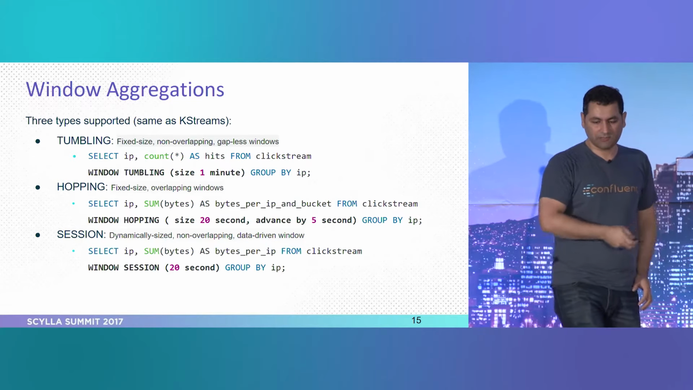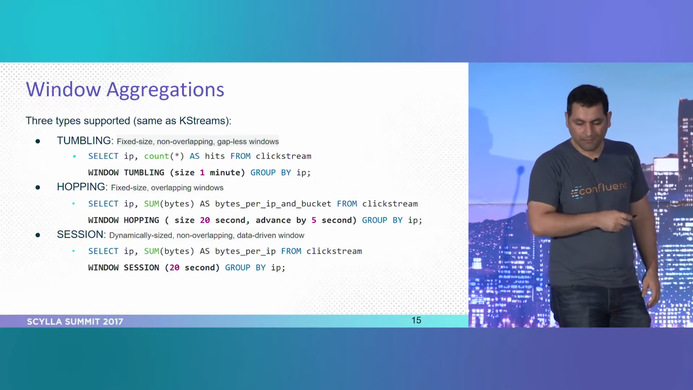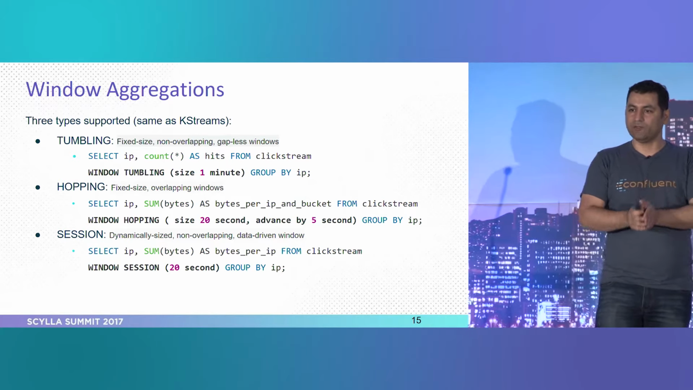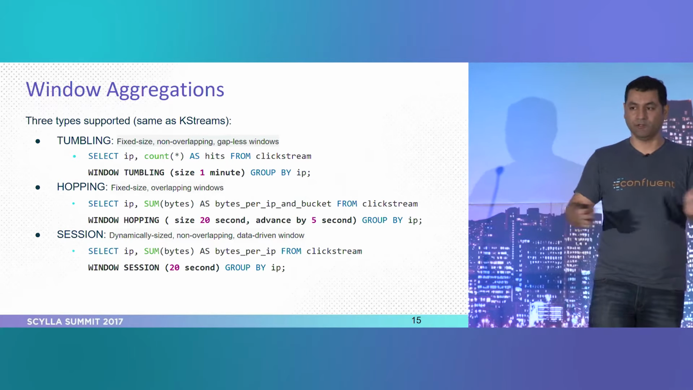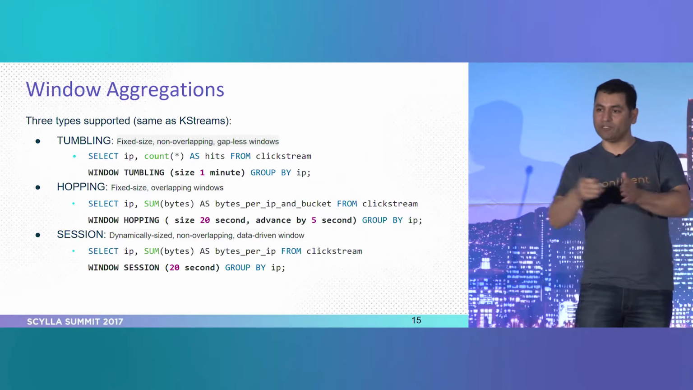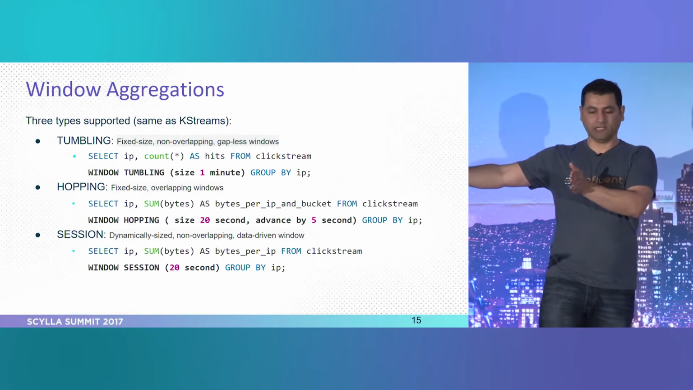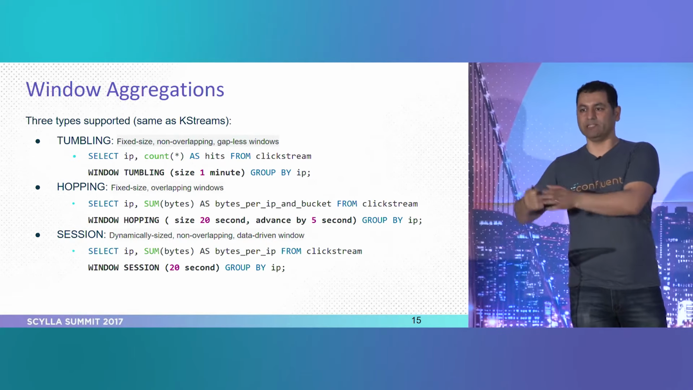In this case, for instance, you say, give me the count of the bytes for every IP for sessions that don't have a gap of 20 seconds. So meaning that if you have any updates during the 20 seconds, your window is going to grow until you have more than 20 seconds of silence, then the window ends and a new window starts.